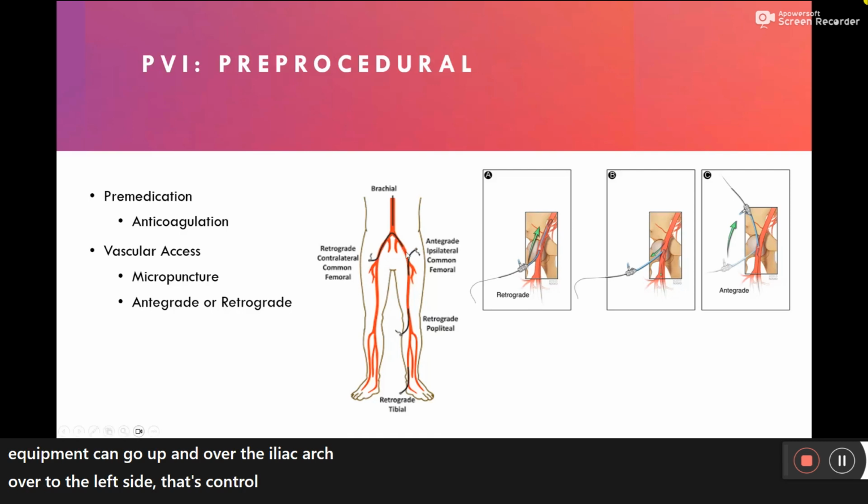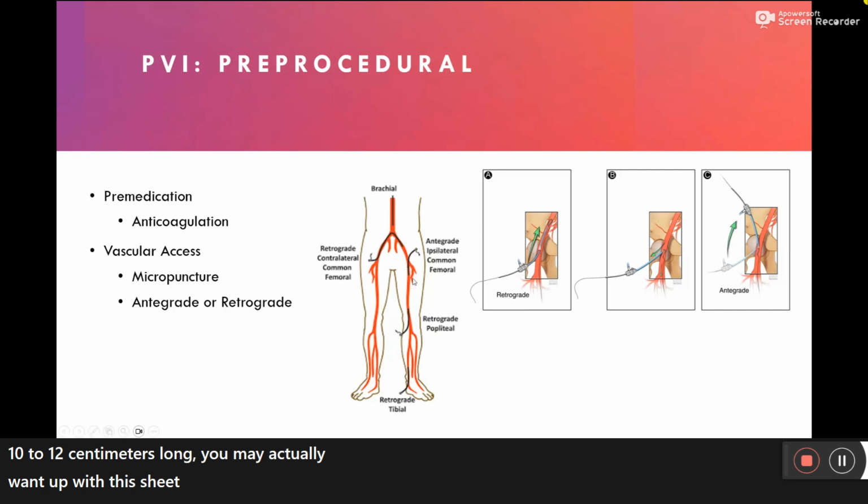Now, depending on where the blockage is in that external iliac, they may be able to go retrograde on the left side. But considering how long your sheath is, which is usually 10 to 12 centimeters long, you may actually want to put that sheath inside of the blockage. And so going retrograde on the same side is probably not the best idea. So the better idea would be for you to go retrograde, contralateral to the other side. Okay.